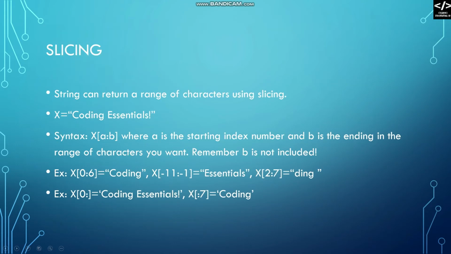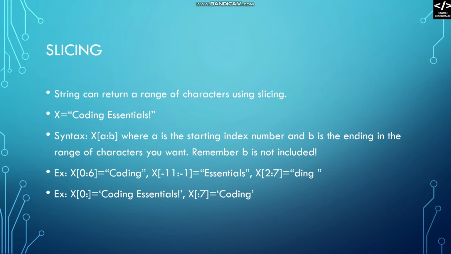Let's move on to slicing. String can return a range of characters using slicing. For example, if we take the same x variable coding essentials, then the syntax of slicing is x square bracket a colon b, where a is the starting index and b is the ending index of the range of characters you want. But remember that b is never included.